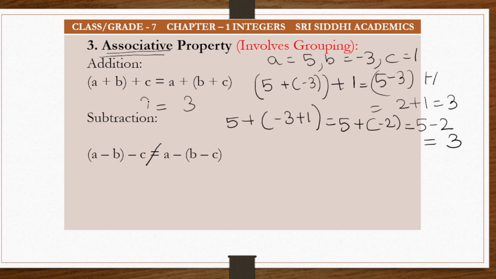So what we understood is that for addition it holds good. But if you try the same thing for subtraction, like a minus b within brackets and then minus c later, and then on the right hand side you do a minus, but first you complete b minus c and then subtract the value from a, the answer will change. So this associative property holds good for addition but not for subtraction. Please note these points down. These are very important points involving properties of integers.